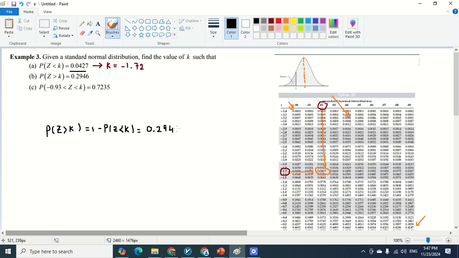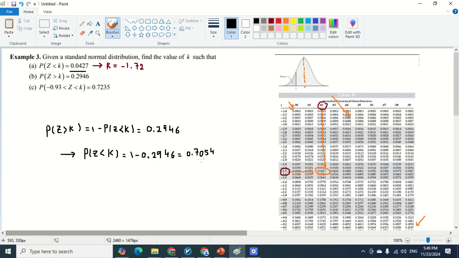To calculate the probability of z less than k, it's enough to shift that number to the left, and then the probability of z less than k should be equal to 1 minus that term. So we have 1 minus 0.2946, and if you calculate it using a calculator or directly, you will find that the probability of z less than k is equal to 0.7054.